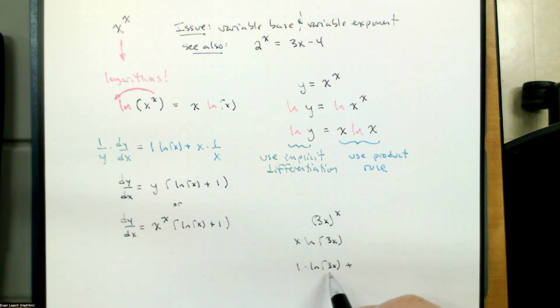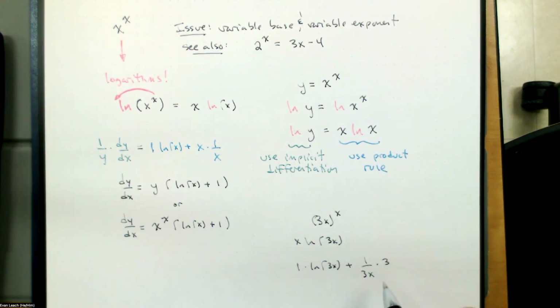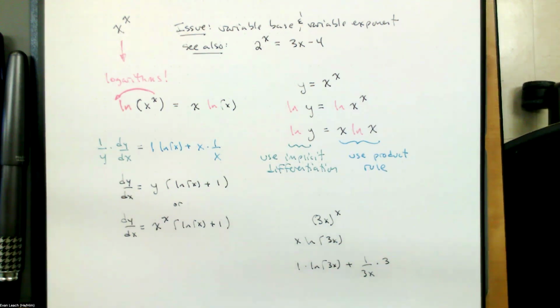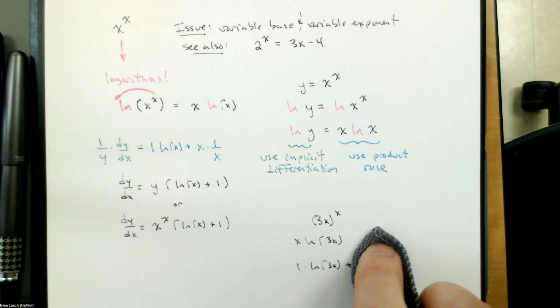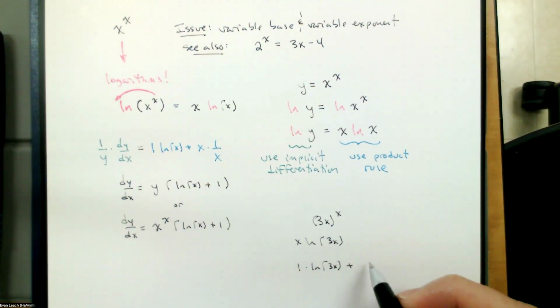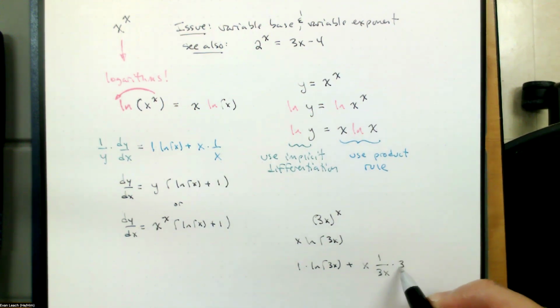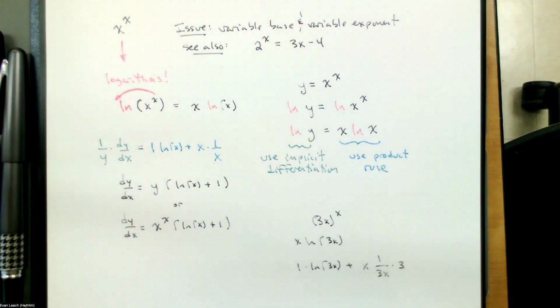Now, when we take the derivative of natural log of 3x, it's 1 over 3x times the derivative of the inside, which in this case is 3. Oh, and I need the x because I'm doing a product rule. So derivative of the first times the second plus the first times the derivative of the second. The derivative of natural log of stuff is 1 over that stuff times the derivative of that stuff. So the 3's end up canceling out. But the 3 would still show up in this natural log of 3.